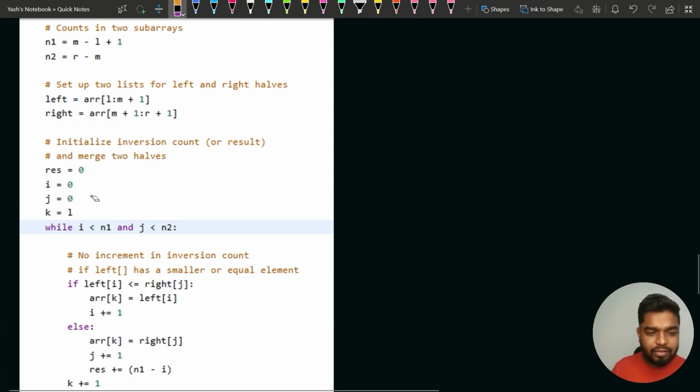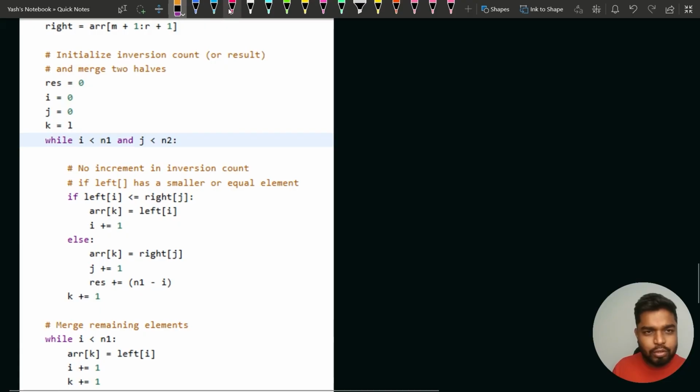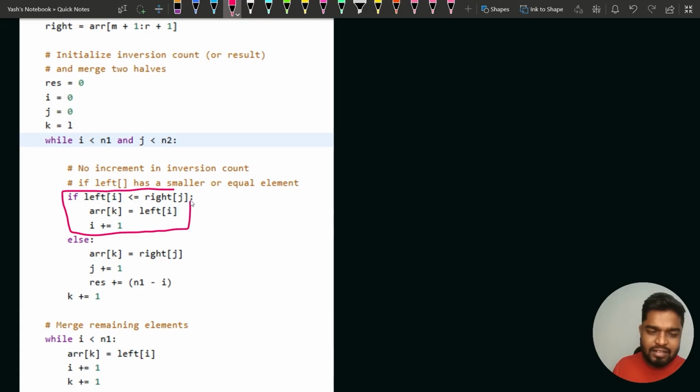Then we'll iterate, and you know that there are two conditions while we merge. Since there are two arrays, left and right, if the element of the left array is lesser than the element of the right array, then there is no problem. Then we'll simply update the kth element to the left element, and then we'll increase the i pointer.